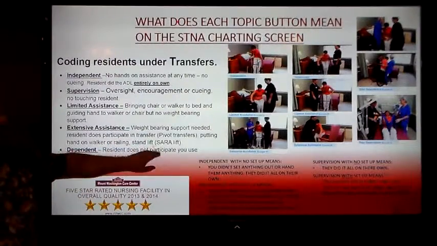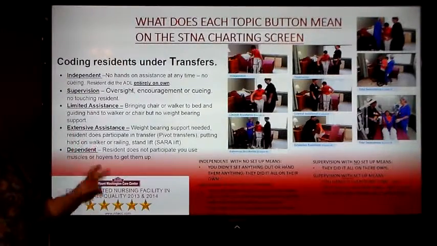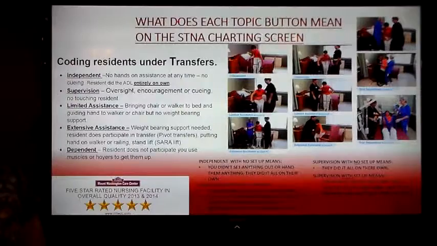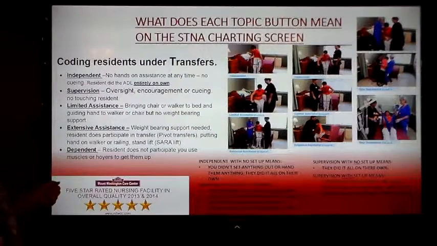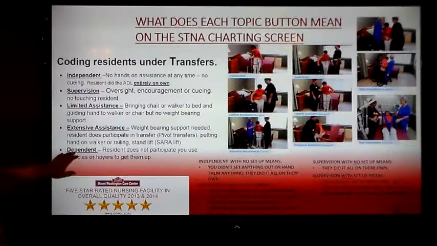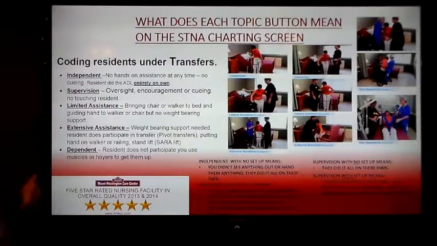When using the Sarah lift, it is a mechanical transfer device and does require 2 staff members at all times when using it. The resident is also required to assist when using the Sarah lift. Dependent. The resident does not participate in the transfer. You use your muscles or the Hoyer lift to get them up.